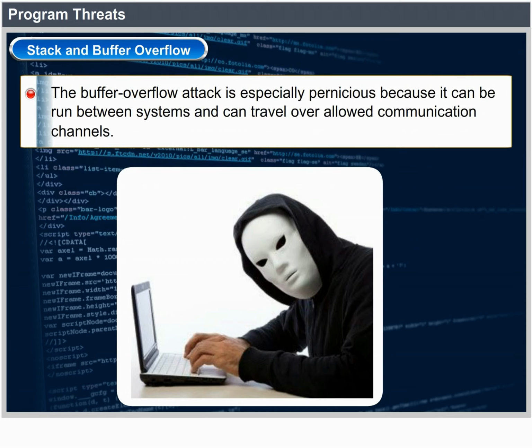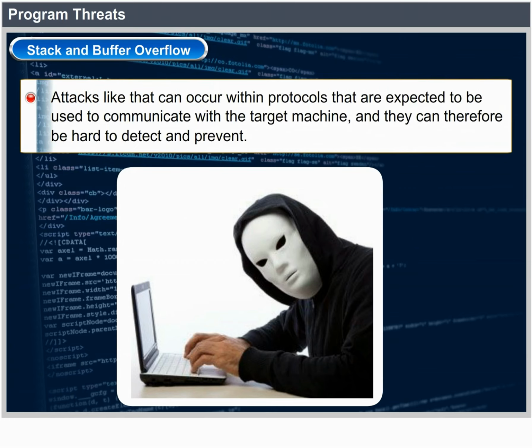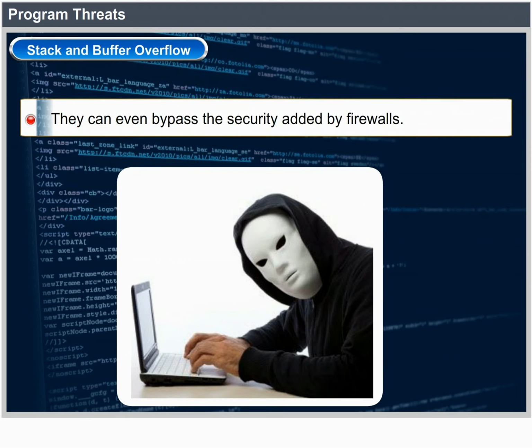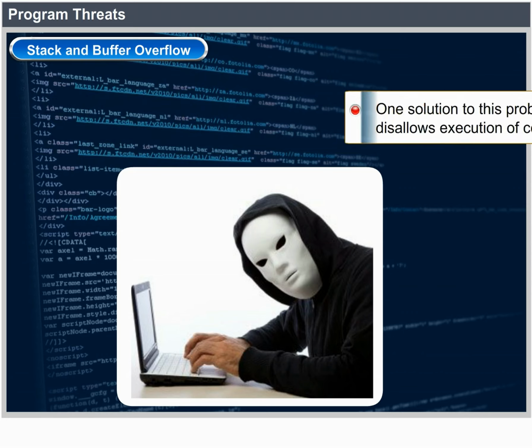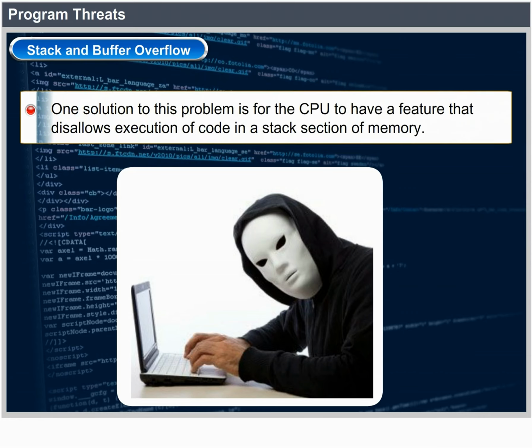Such attacks can occur within protocols that are expected to be used to communicate with the target machine, and they can therefore be hard to detect and prevent. They can even bypass the security added by firewalls. One solution to this problem is for the CPU to have a feature that disallows execution of code in a stack section of memory.